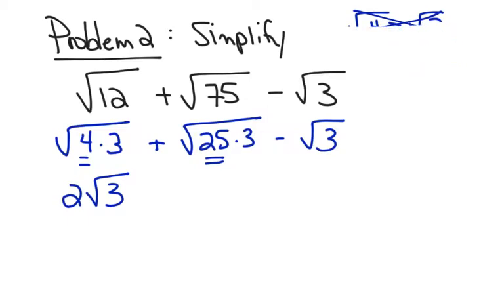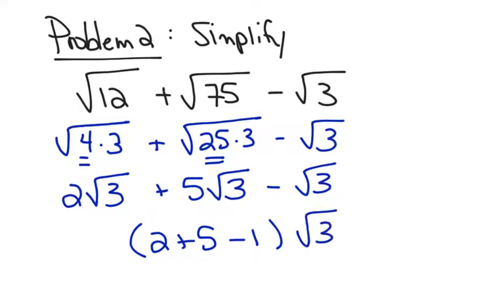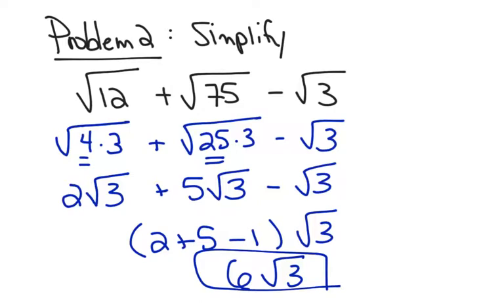However, the 3 that's underneath stays there because I couldn't take the square root of 3. In the next term, I would rewrite this as 5 the square root of 3, and then minus the square root of 3. So now they all have the same radical, and all I have to do is add their coefficients. 2 plus 5 minus 1 is 6.